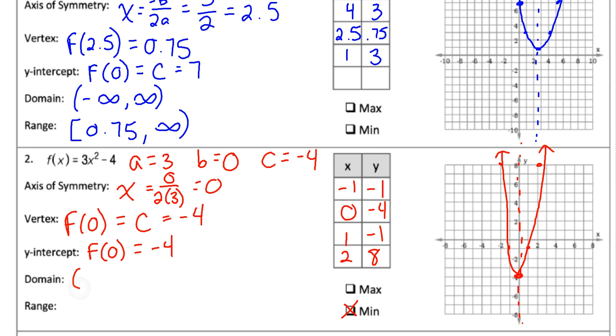All right, the domain for this one, always -infinity to positive infinity. The range, since it's a minimum, is going to go from that minimum value, which in this case is -4, up to infinity.